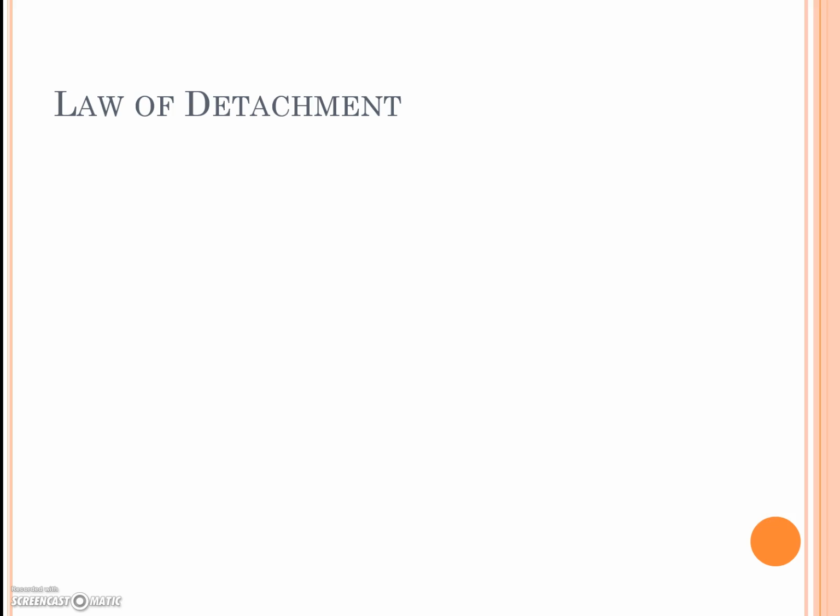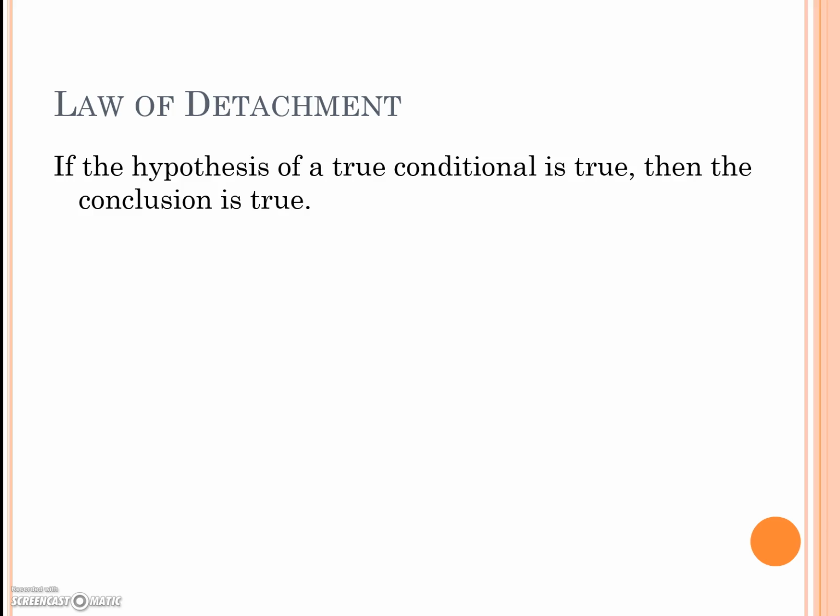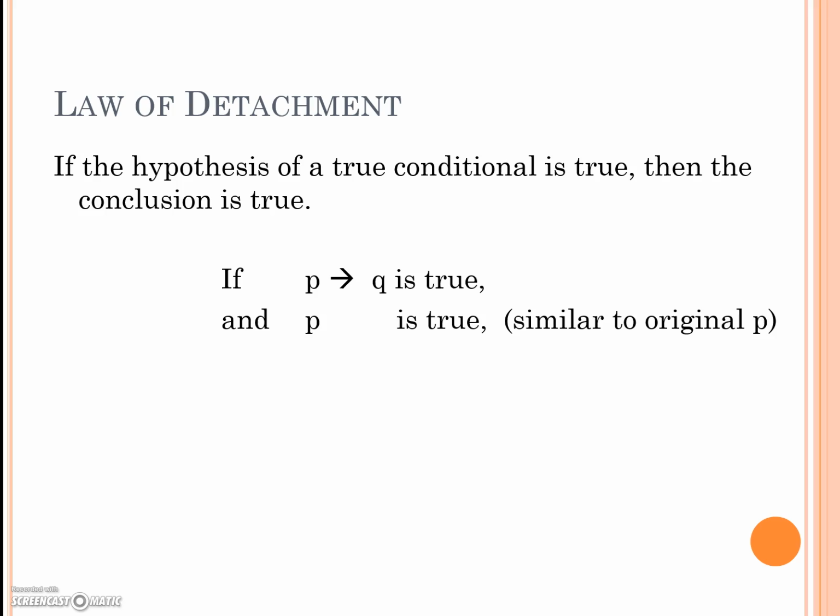So we have two different types of laws that we deal with when we're doing deductive reasoning, and we use a lot of this type of reasoning when it comes to writing proofs. Our first one is called the law of detachment. What this states is that if the hypothesis of a true conditional is true, then the conclusion is true. So what we'll end up with is a statement such as P implies Q, or if P then Q, is true. And then I state something along the lines of P.